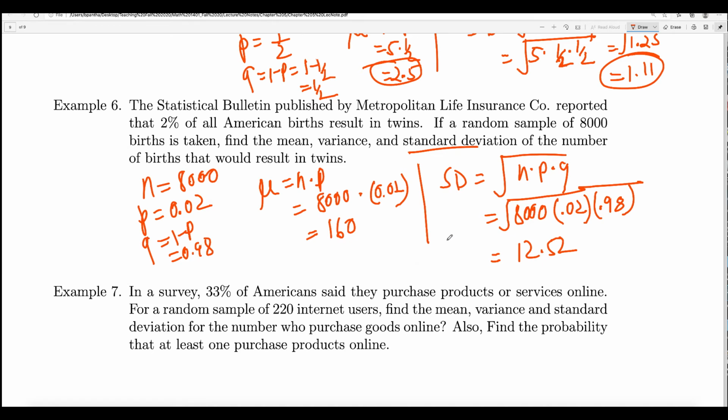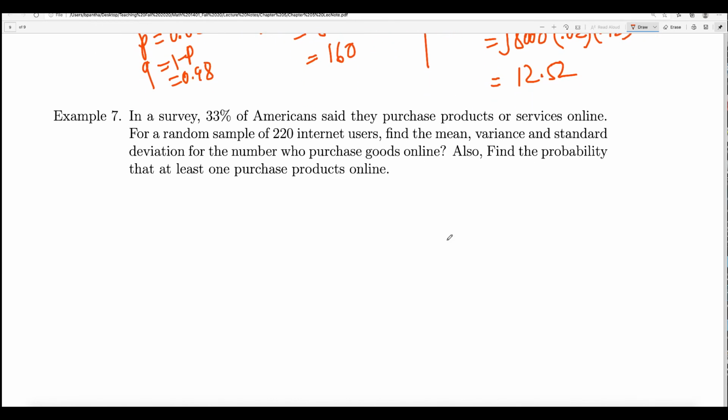Okay, so let us do the very last problem on this chapter. In a survey, 33% of the Americans said that they purchase products or services online. For a random sample of 220 internet users, find the mean, variance and standard deviation for the number of people who purchase goods online. Also find the probability that at least one purchases products online. So for the first one, what is N? N is 220. What is P? Probability of online purchases is 0.33, right? So what is Q then? Q is 1 minus P. That will be 0.67.